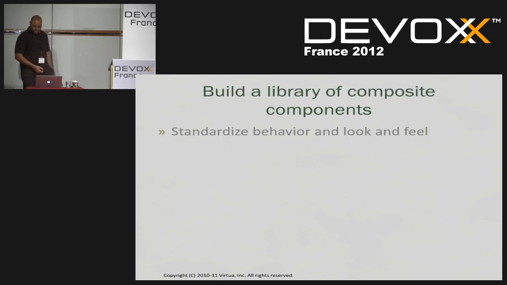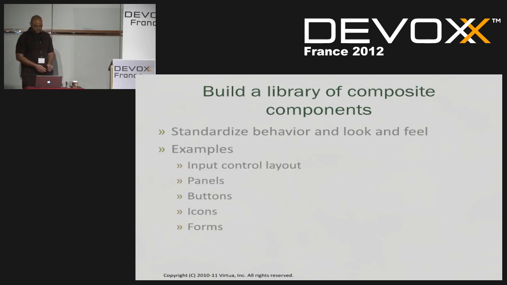Another best practice is to build a library of composite components. This one I highly recommend. And what you can do with this is really standardize behavior and look and feel. So for example, you can standardize input control layout. So let's say every input control has a label and the control itself, and the label has a particular CSS selector associated with it. Okay, so you can do that. You can also, let's say you have panels that always look a certain way. Let's say you have buttons that look a certain way, or let's say you have panels, like a button panel or something.